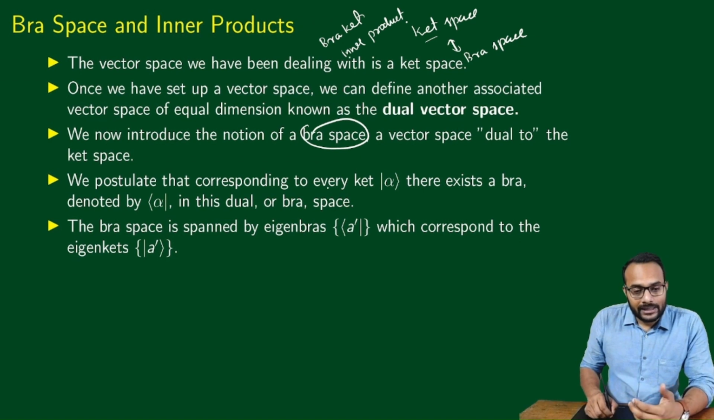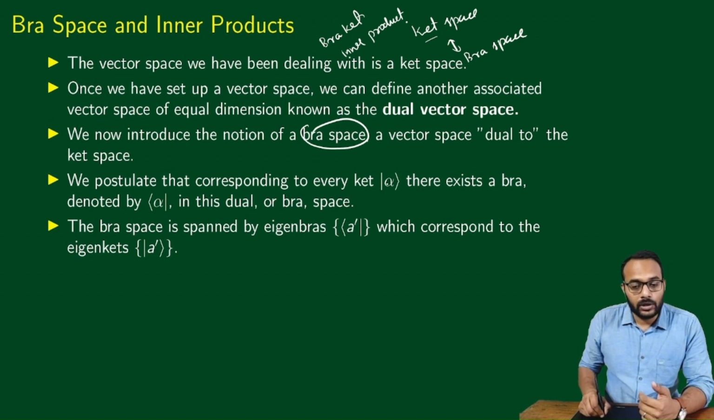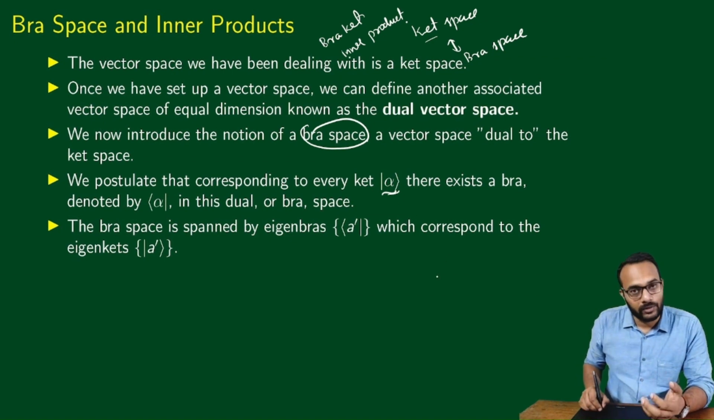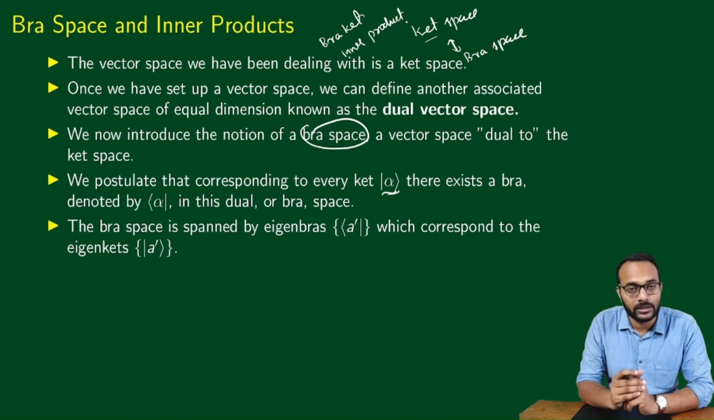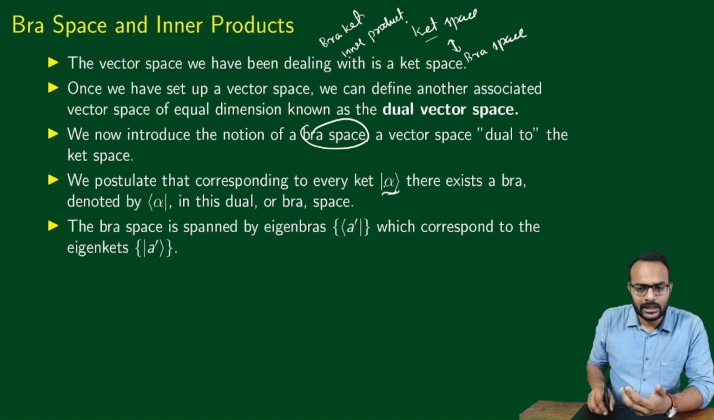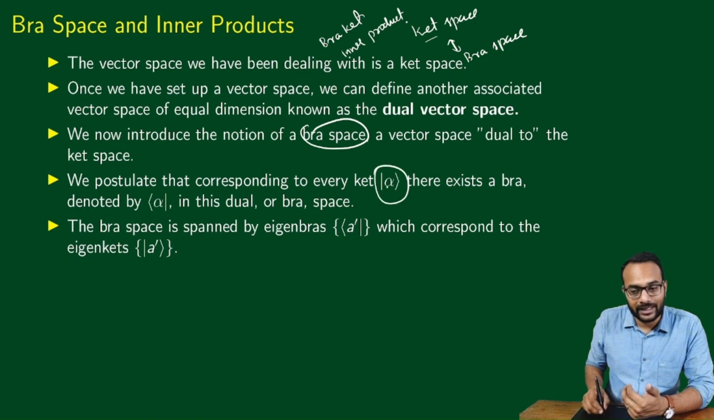Now we postulate that corresponding to every ket alpha, there exists a bra. Just like we said that corresponding to every vector, you can construct a dual vector. In the case of Minkowski space, we know how to go from the components of the vector to the components of a dual vector. In the same way, we postulate that corresponding to every ket, there exists a bra, and we'll denote it simply in this manner. A vector was denoted like this, and the corresponding dual vector will be denoted like this. You see that the angle is in the opposite direction.